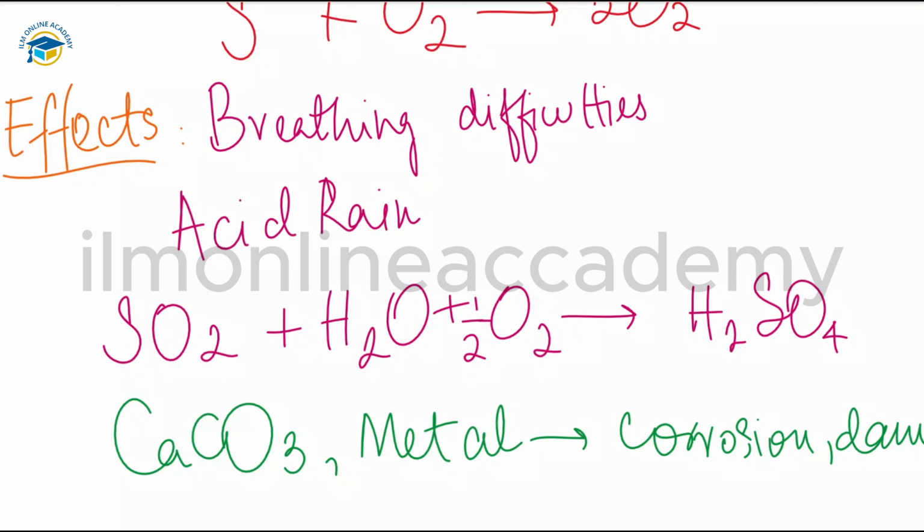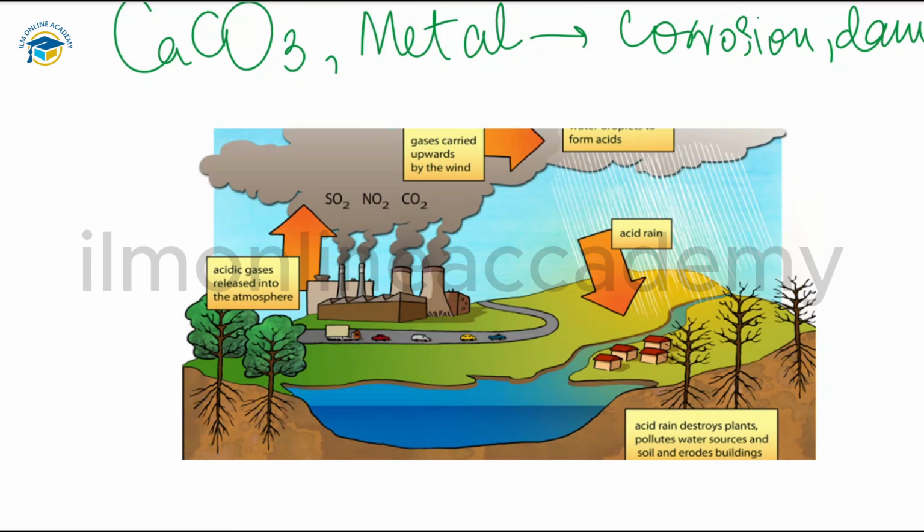Then it will lead to damage to these buildings. The rain that is more acidic than normal because of the presence of pollutants such as sulfur dioxide is known as acid rain. Acid rain is more acidic because of the presence of acids. So in acid rain we have H2SO4, sulfuric acid, and nitric acid is also present there. Now I will show you the formation of the acid rain. So this is the formation of the acid rain.